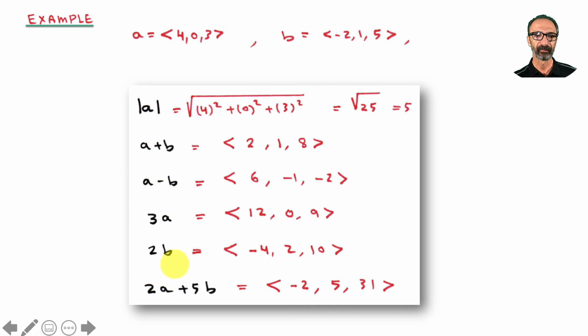Multiply b by 2. Add 3a and 2b, or 5b. Just do it. Let's do that 31. Just quick. Twice a, 5 times b. Twice a, that's a 6. 5 times 5, 25. 25 and 6, 31.